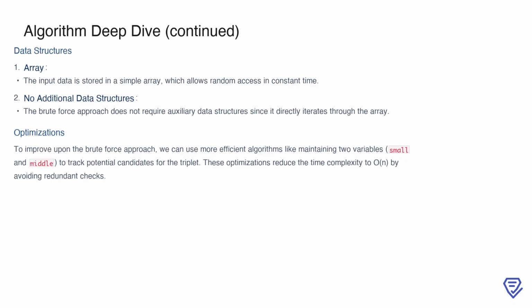Instead of iterating over all triplet combinations, we can use 2 variables, often referred to as small and middle, to track potential candidates for the triplet as we traverse the array. The idea is to maintain the smallest and the next smallest values we've encountered so far, making it easier to identify an increasing triplet in a single pass. This optimized method reduces the time complexity to O(n), as it eliminates redundant checks and unnecessary iterations, making it far more practical for handling large input sizes.